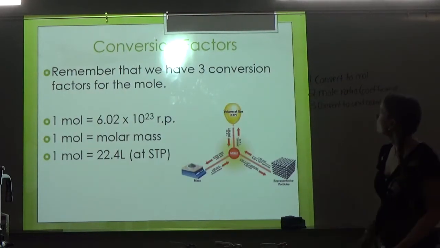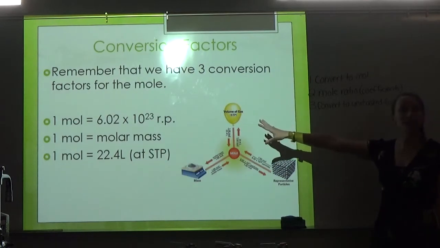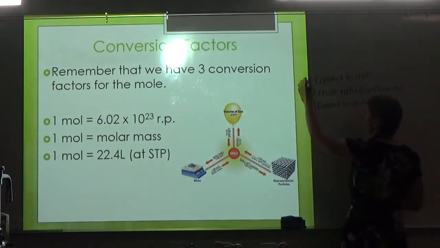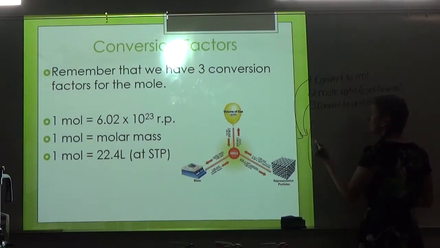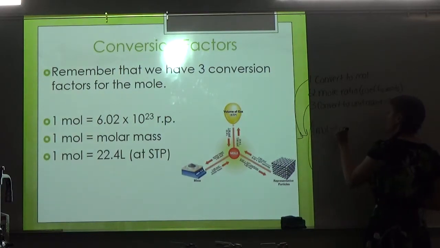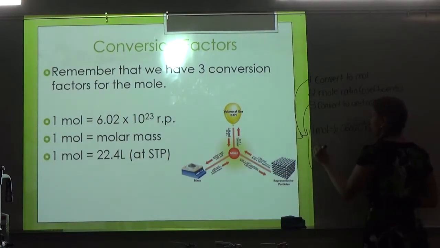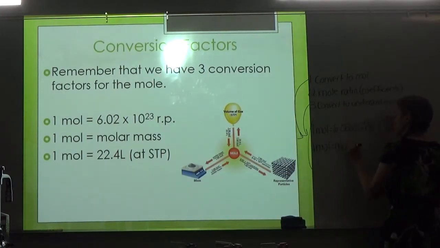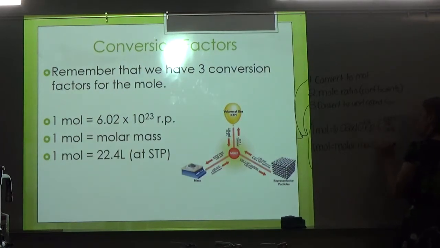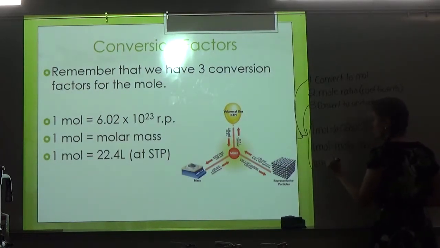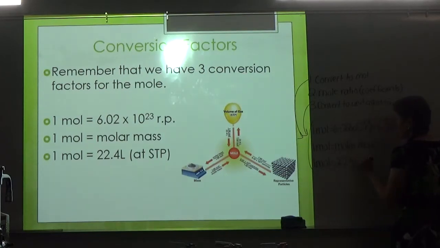Now, how do you do step 1 and step 3? Well, step 1 and step 3 come from the conversion factors that we learned all the way back in chapter 10. So to convert to moles or to convert to unit asked for, you're going to either use 1 mole equals 6.02 times 10 to the 23 representative particles. And remember, we use this one for atoms, molecules, or ions. You might use 1 mole equals molar mass. We use that if we're talking about grams. Or you might use 1 mole equals 22.4 liters. We use that if it talks about liters or volume.